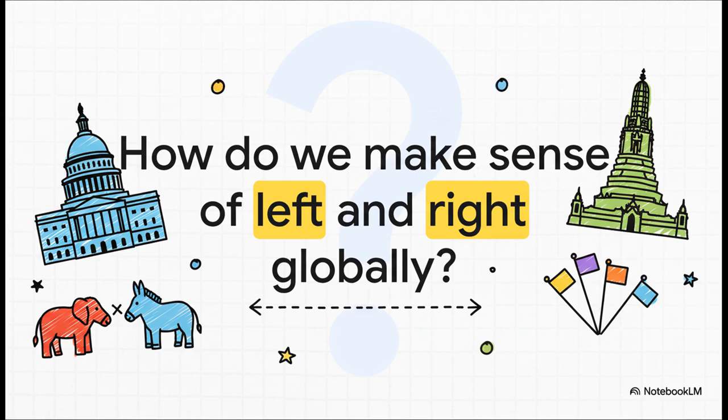We love using these simple labels, left, right, center, but what happens when you try to apply that same yardstick to wildly different political systems? Like, say, comparing the United States to a country like Thailand. Yeah, it gets messy, and it gets messy fast.